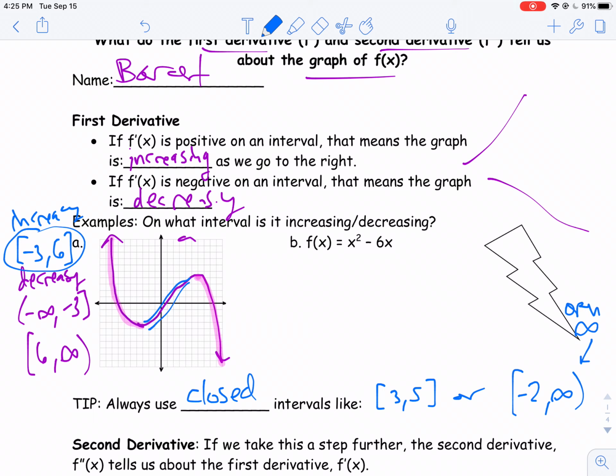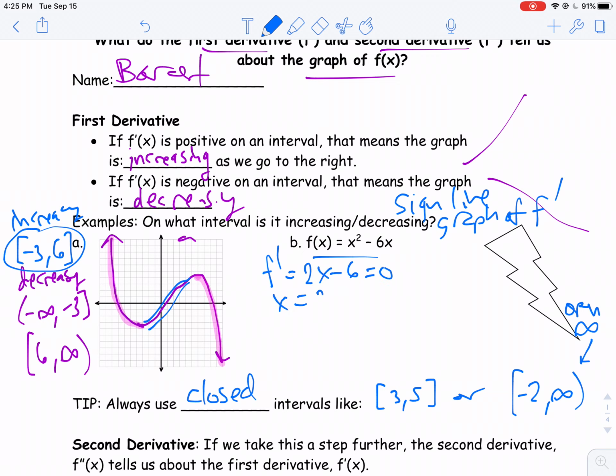All right, now suppose I give you something like this, just an equation. If I want to see where this is increasing or decreasing, what I'm going to do is make a sign line graph of f prime, because the sign line graph tells us where something is positive or where it's negative. So I'm going to find the first derivative, so 2x minus 6. If I set that equal to 0, my only critical point is x equals 3. So I make a sign line graph at 3, and then I plug into f prime. If I plug in 10, I have 20 minus 6, which is positive. Plug in 0, I get -6.